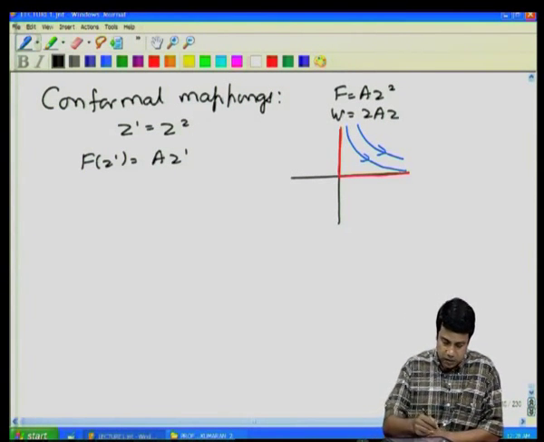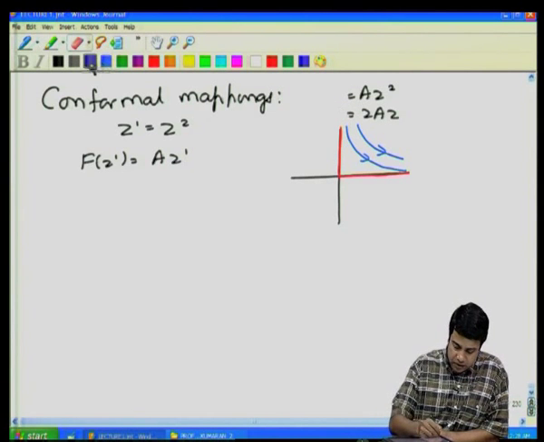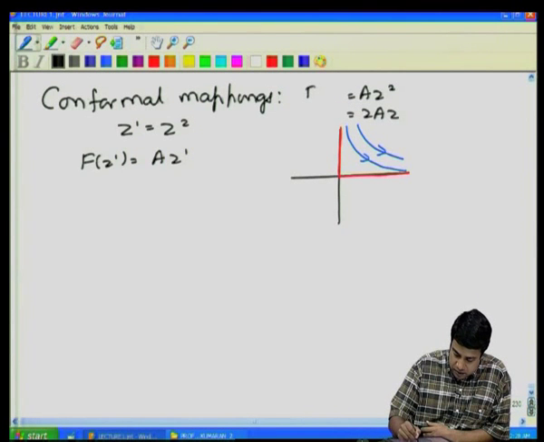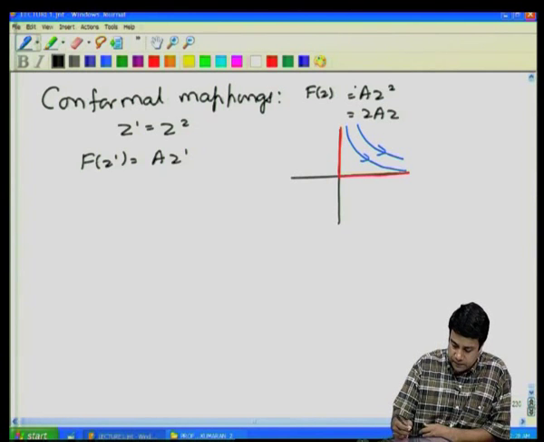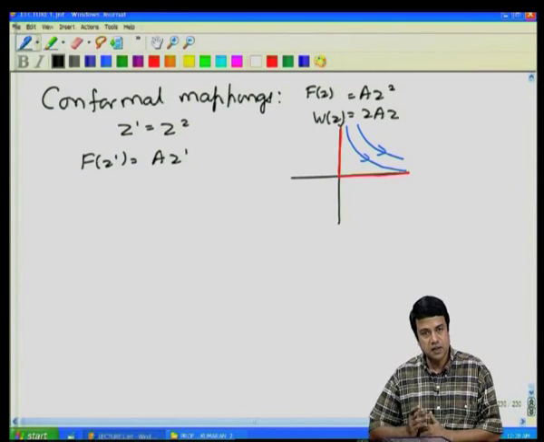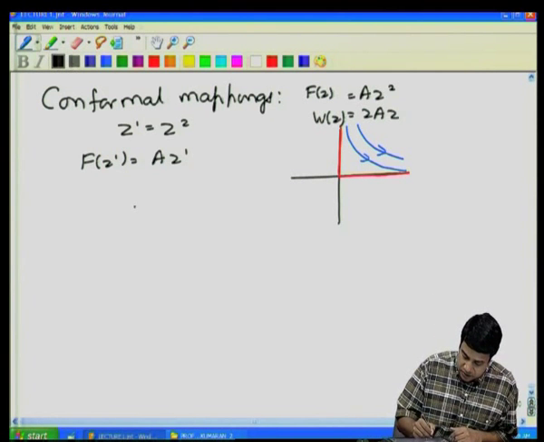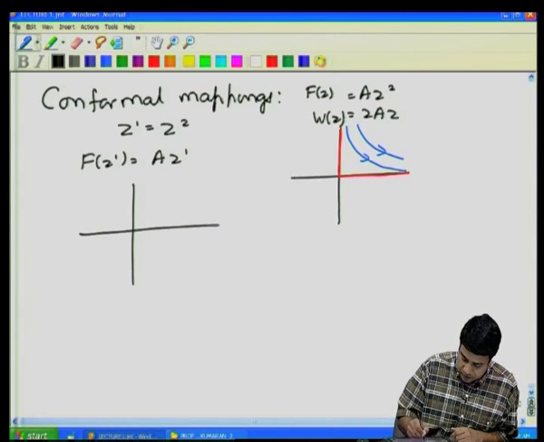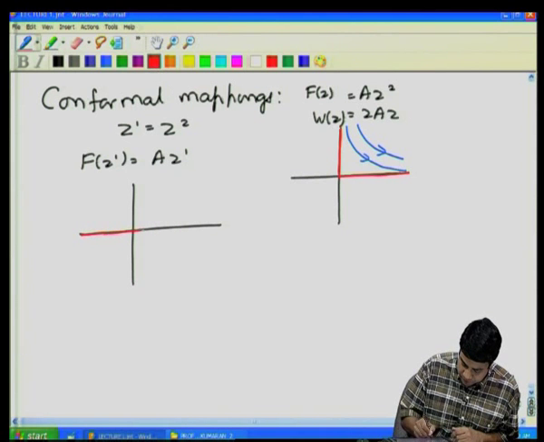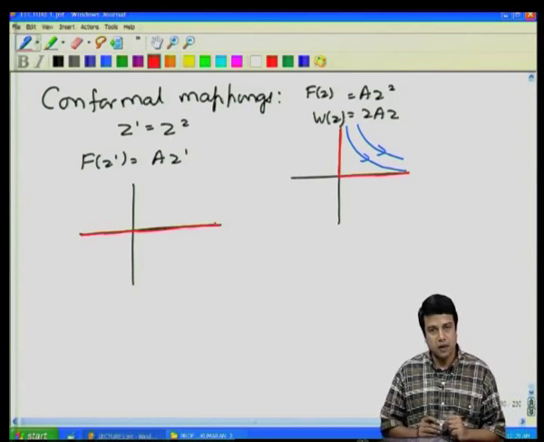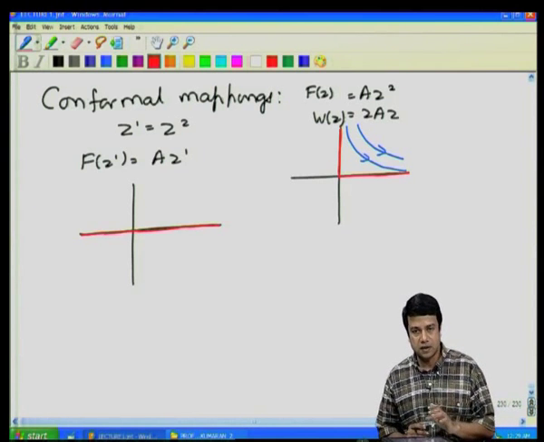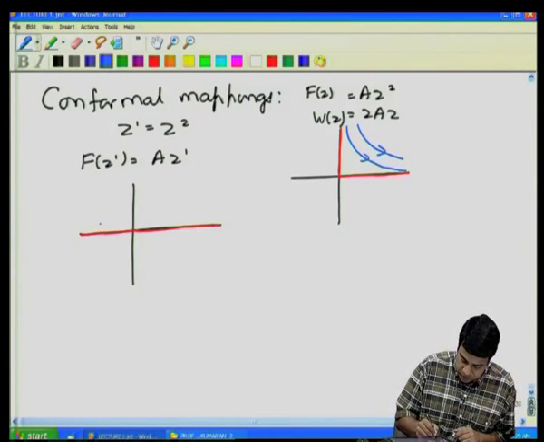This thing I defined with my independent variable as f of z is equal to a times z squared, that means this was w of z. I am just changing variables, I am writing z squared as z prime. Therefore, f of z prime is equal to a times z prime. How does this flow look in the z prime plane? In the z prime plane, since f is linear in z prime, I get a constant velocity.